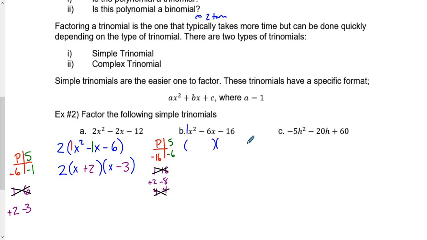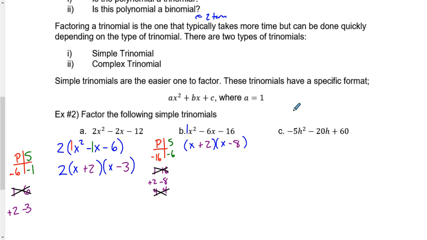So we make two sets of brackets. We put an x in the first spot, and then we'd have a +2 and a -8. Of course, the order doesn't really matter. You could have x subtract 8 and then x add 2, or you could have it just as written here.